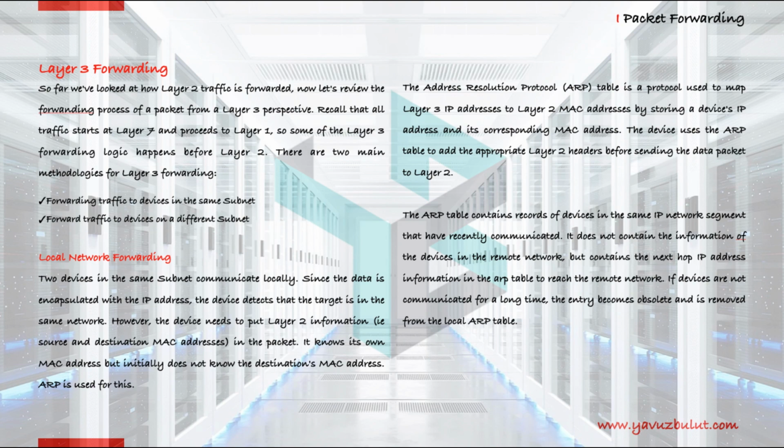ARP was a protocol used to store the IP address of a device and its corresponding MAC address, and it was used to match Layer 3 IP addresses to Layer 2 MAC addresses. The device uses the ARP table before sending the data packet to Layer 2, which maintains records in the ARP table of devices in the same IP network segment that have recently communicated.